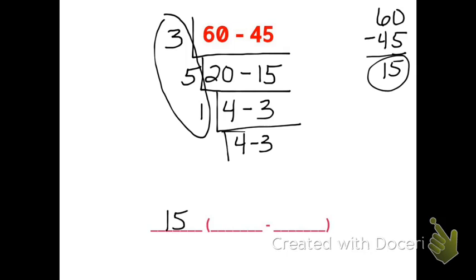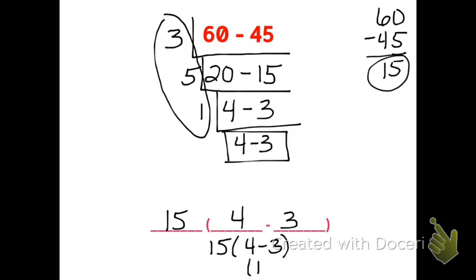And then underneath, inside of the parentheses, we have 4 minus 3. All right, let's check it and see if that works. So we have 15 parentheses 4 minus 3. What is 4 minus 3? 1. So we have 15 times 1. Is that equal? They equal the same, so we got it right.